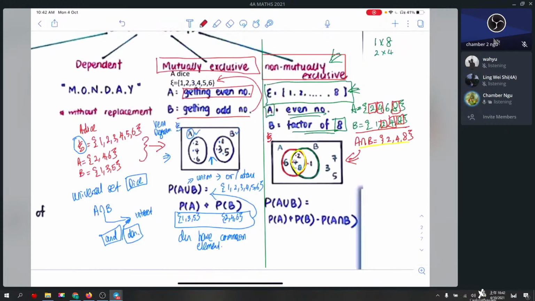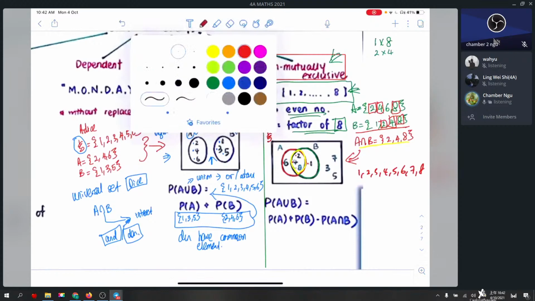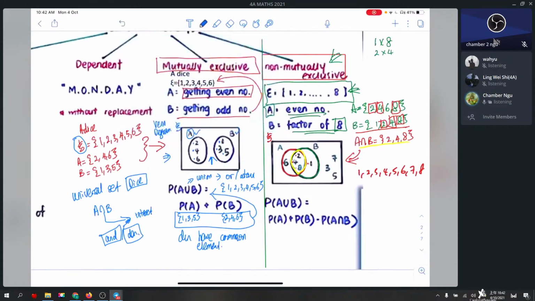So how about the leftover number? Nombor yang tertinggal tadi. Kan kita with 1, 2, 3, 4, 5, 6, 7, and 8. And number 1 already, 2 already, 4, 6, and 8. Dan kita tinggal 3, 5, and 7. So 3, 5, and 7 kita akan tuliskan di luar set A and B. So but still in the box of universal set, right?